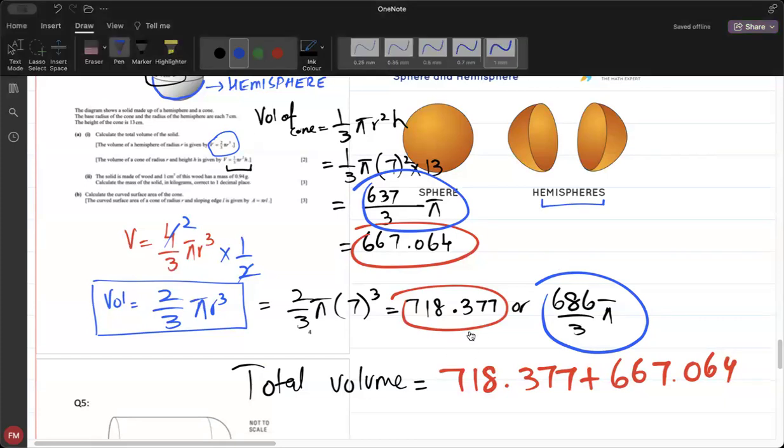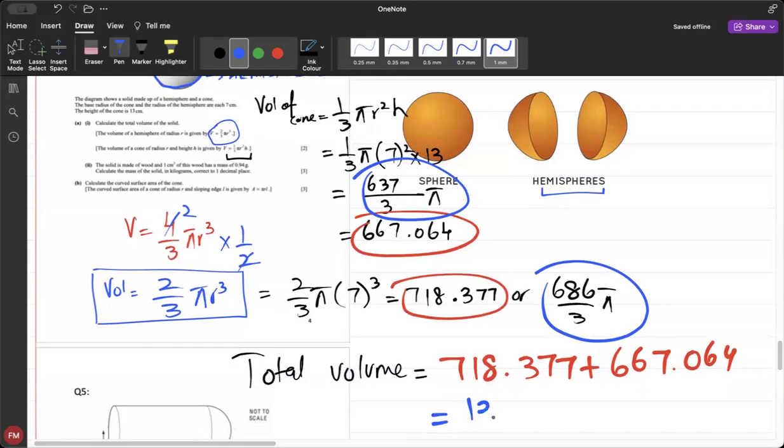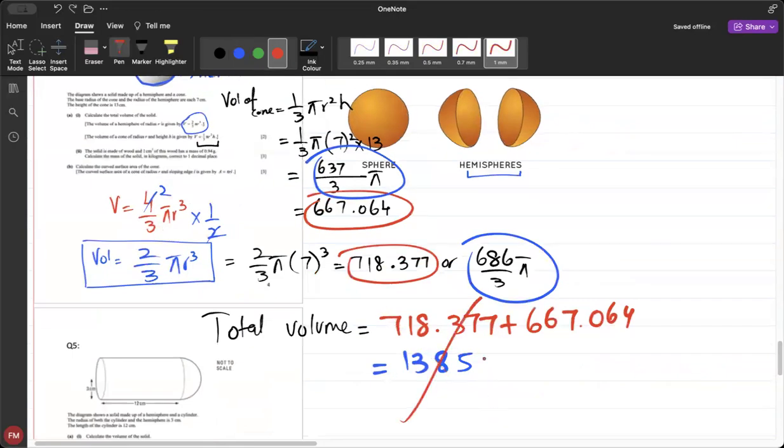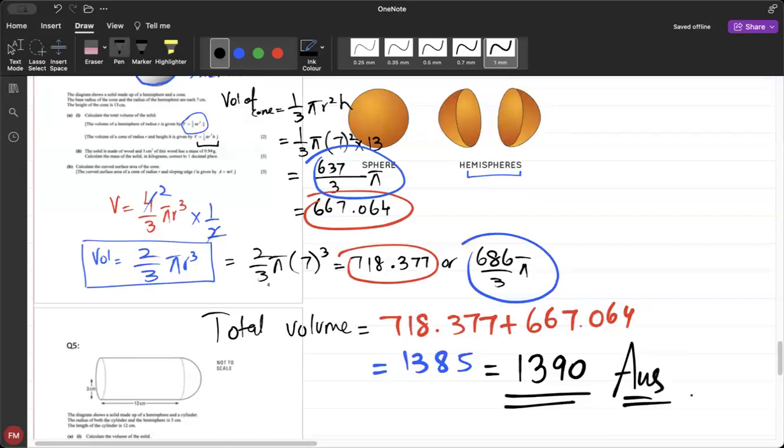This ends up giving me 441 pi, which is 1385.44. Please bear this in mind. This is a wrong answer. Why is that wrong? Because I said all the values should be rounded off correct to 3 significant figures. So can I say that 5 rounds off and this makes it 1390? So this over here is going to be my final answer.